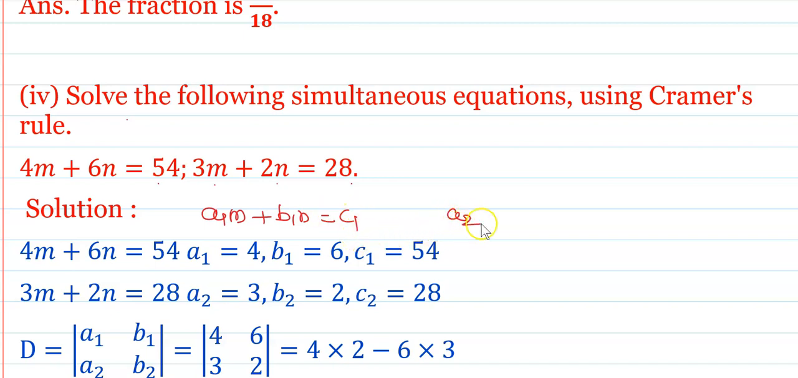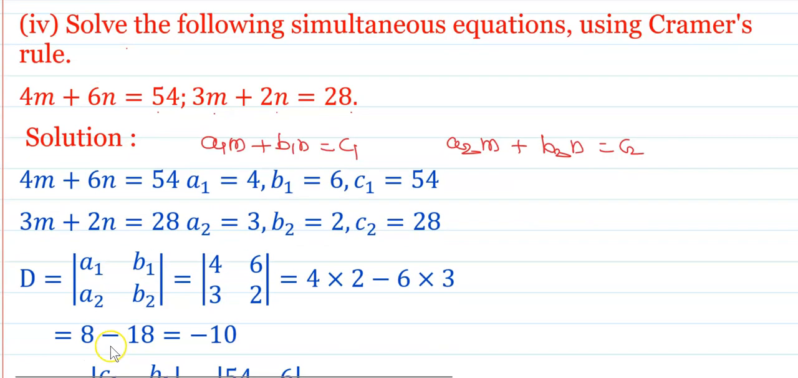And what about the second one? A2m plus B2n is equals to C2. Therefore, the value of A1 is 4, B1 is 6, C1 is 54. Value of A2 is 3, B2 is 2, C2 is 28. Now the determinant D, with rows A1, B1 and A2, B2. Okay. Substitute the values, 4, 3, 6 and 2.